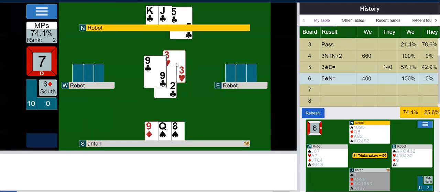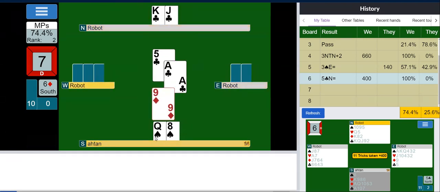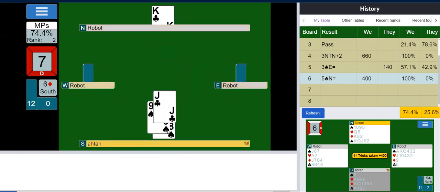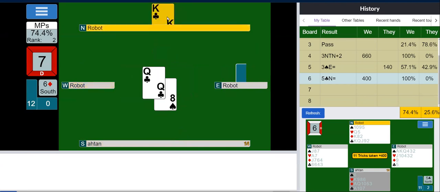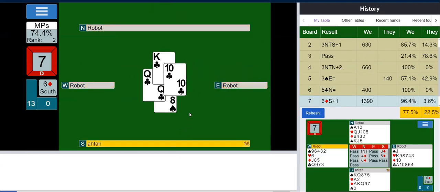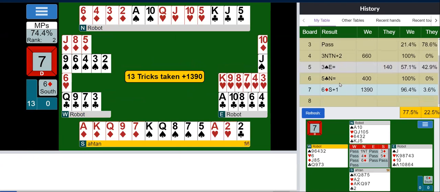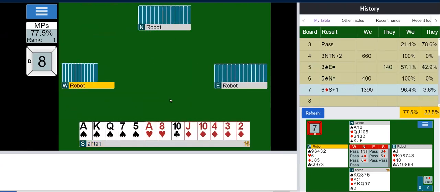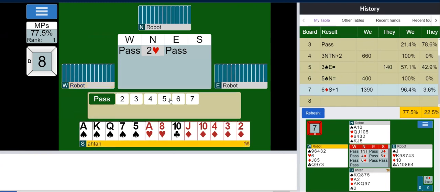Yes. And then ruff this. My queen of spades is good. And so is my eight. Last spot. Fourteen high card points, and my partner is a bit weak too. With six cards, so I essentially have a fit in hearts.